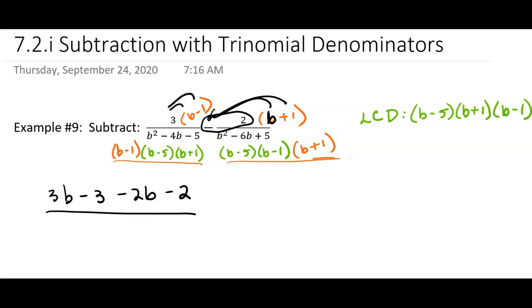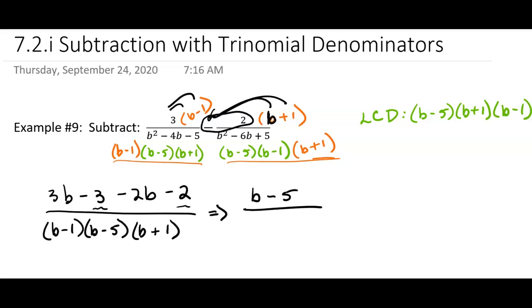Okay, all over that denominator. b minus 1, b minus 5, b plus 1. I don't really care what order you have those binomials in. It doesn't really matter to me. Okay, in the numerator, if I combine the b terms, I get 3b minus 2b, which is 1b. And I get a negative 3 and a minus 2, that's going to be minus 5. Over, and then I have that denominator.